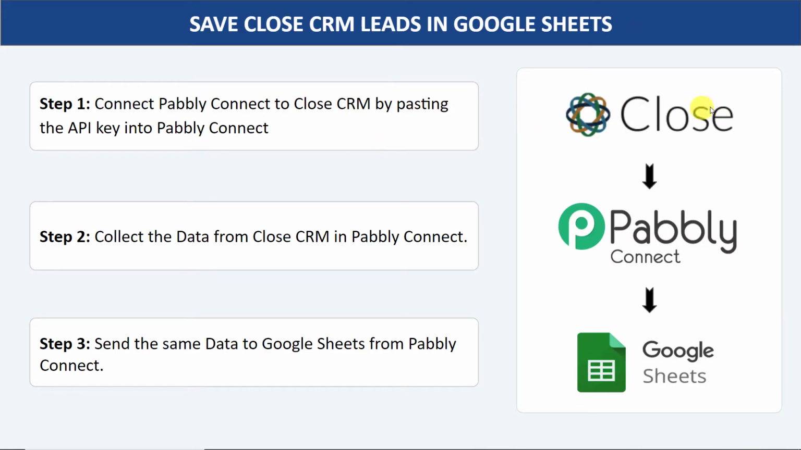First of all, you're going to integrate Close CRM and Pabbly Connect by copying and pasting the API key from Close CRM into Pabbly Connect. After that, you are going to collect the leads data from Close CRM in Pabbly Connect. And furthermore, you are going to integrate Google Sheets and Pabbly Connect and send the leads data from Pabbly Connect to Google Sheets. The importance of building this workflow is once you have integrated Close CRM and Google Sheets with the help of Pabbly Connect, all you have to do is just sit back and relax, because whenever a new lead is created in Close CRM, automatically that data will be sent to Google Sheets in real time.